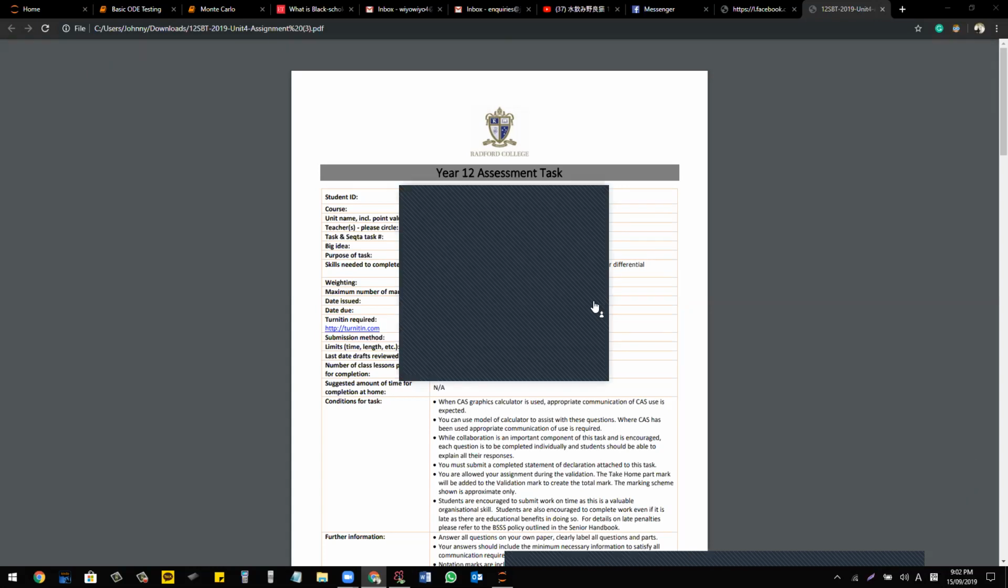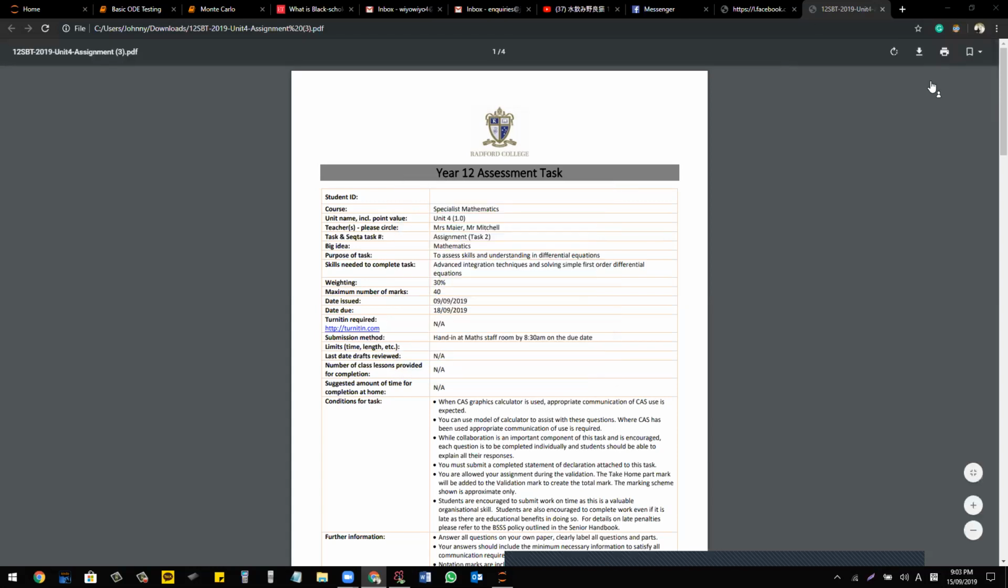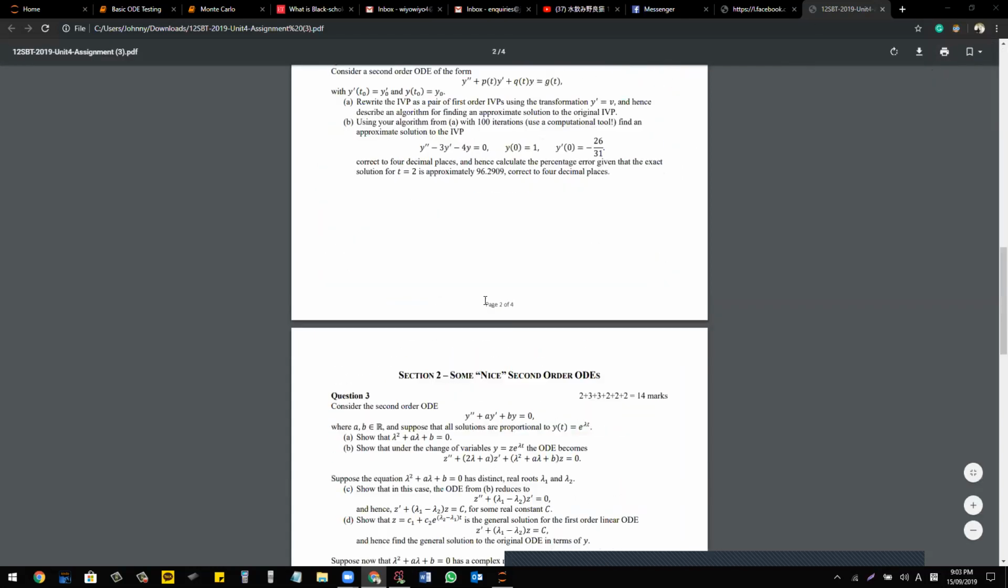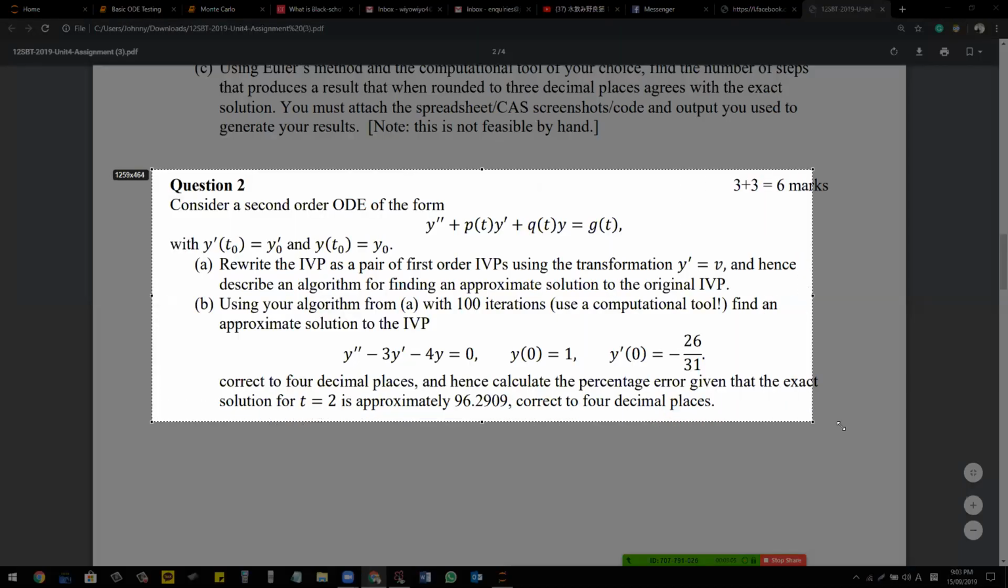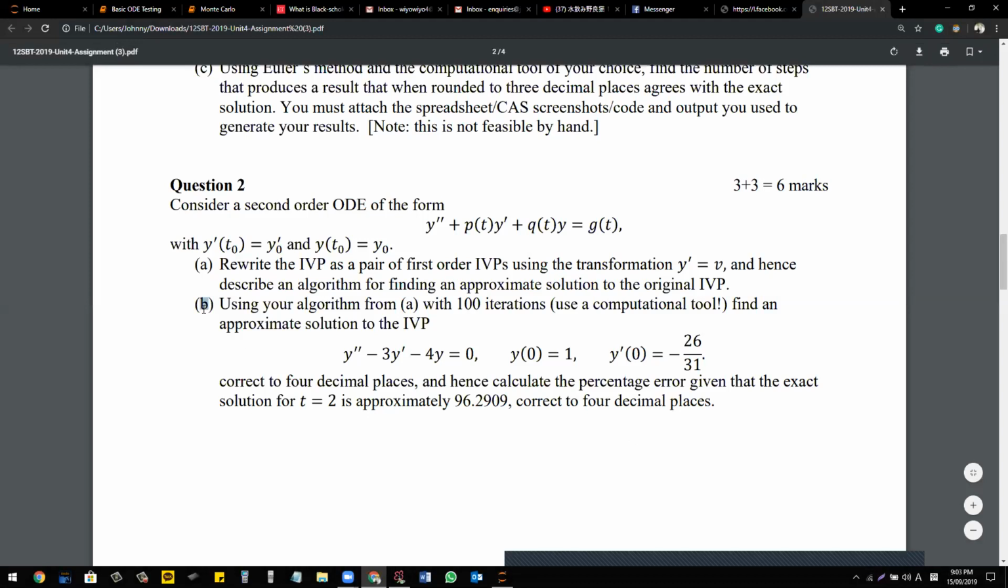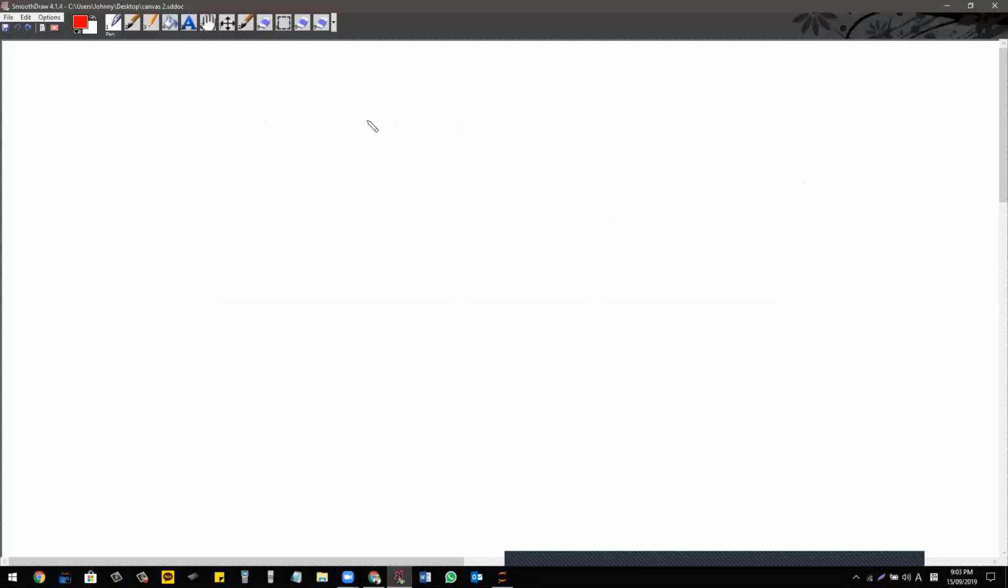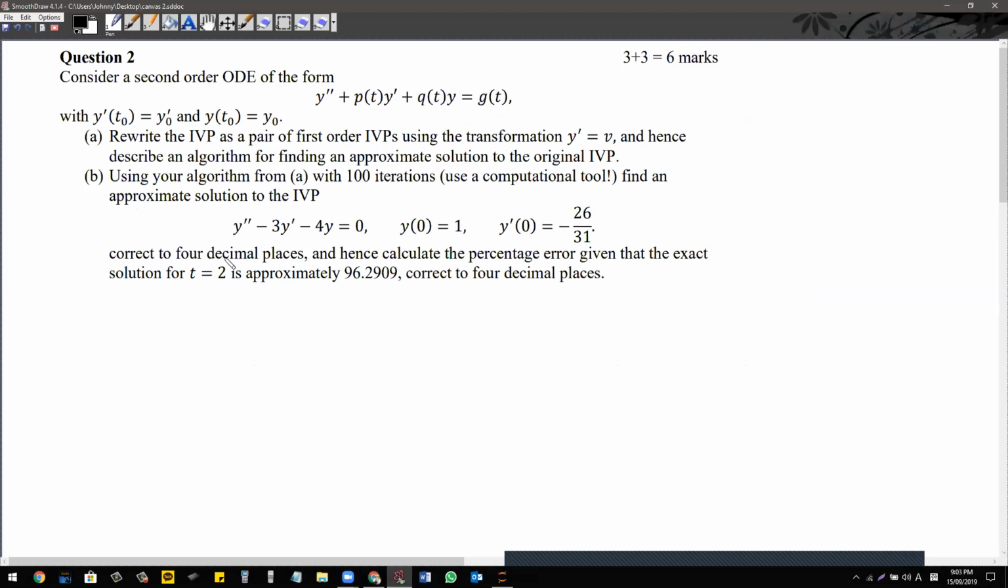So let's start. I'm just going to make it really short, okay? So the question was this one here. I'm going to give the solution for B and then we're going to come back to A, all right? So here's the question: using your algorithm with A, with 100 iterations, use a computation to find an approximate solution to the initial value problem. And it says this one here.